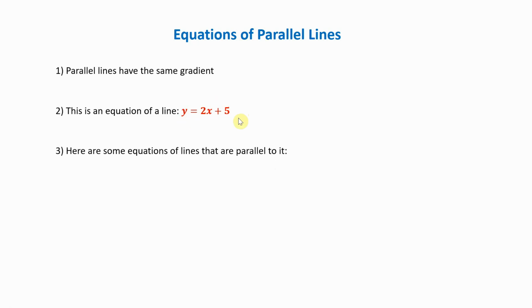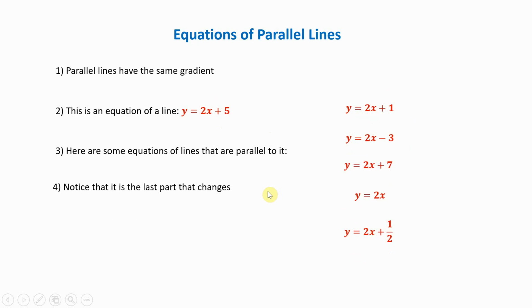Now I'm going to show you examples of other lines that are parallel to this one. y equals 2x plus 1, 2x minus 3, and so on. All of those lines represented by those equations are parallel to this one because they all start with y equals 2x. That makes them parallel. The difference is how they finish. This line here finishes with plus 5. All these other ones finish differently, but they are all parallel.